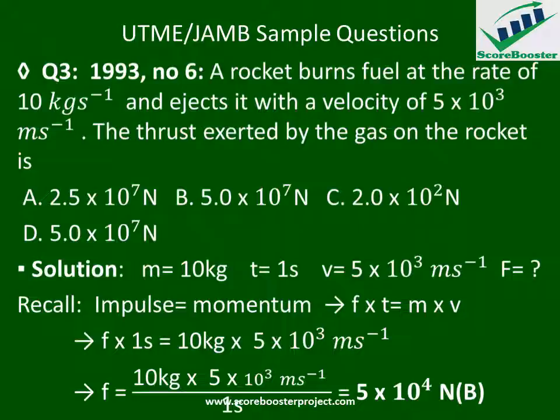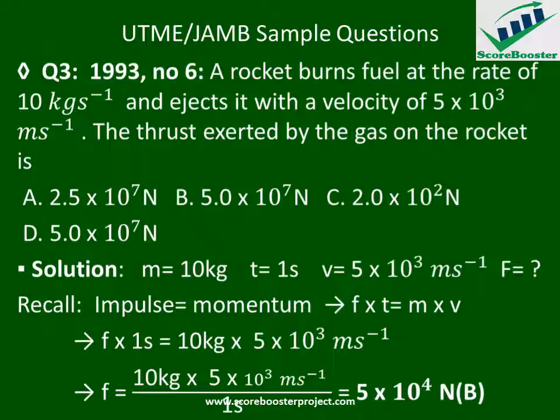So you are given option A to be 2.5 times 10 raised to power 7 Newton. Option B to be 5.0 times 10 raised to power 7 Newton. Option C to be 2.0 times 10 raised to power 2 Newton. Option D to be 5.0 times 10 raised to power 7 Newton. As usual, the first step is to write out the given parameters. And from the question, we're given mass. They said at the rate of 10 kg per second means that the mass is 10 kg, while the time is 1 second. Then you are also given the velocity to be 5 times 10 raised to power 3 meter per second. And we have to get force.